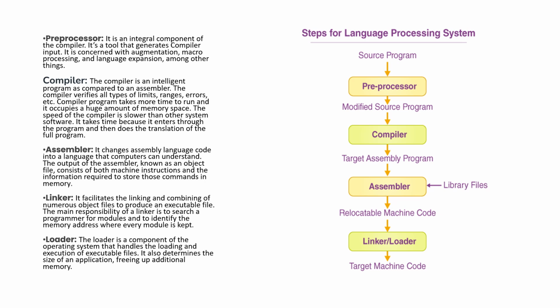Now, as you see in the diagram, the language processing system. What is a language processing system? When we translate the high level language into the low level language, not only the compiler is used for translating the program from high level to low level. Along with the compiler, different programs are also used for translating the high level program to the targeted low level machine code. As you see in the diagram, there is a preprocessor, compiler, assembler, and linker loader.